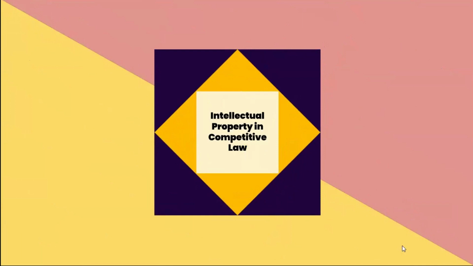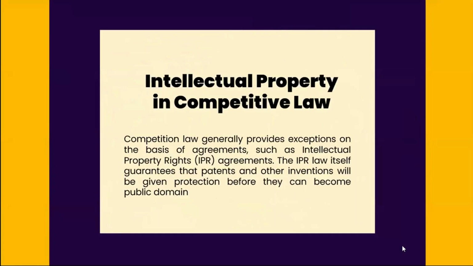For the last part, we are going to have intellectual property in competition law. Competition law generally provides exceptions on the basis of agreements, such as intellectual property rights, which are IPR agreements. IPR is an incentive and reason for granting monopoly rights and protection because IPR requires resources and time to obtain. The IPR law itself guarantees that patents and other inventions will be given protection before they can become public domain. This factor is decisive for companies because this incentive is considered a way to dominate the market but does not constitute a violation of the law itself.